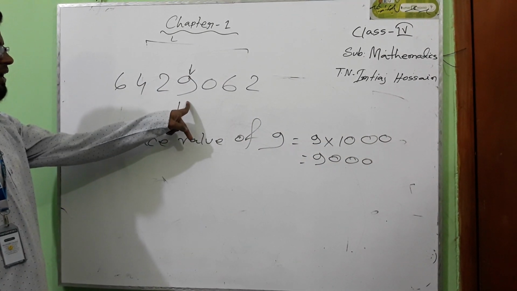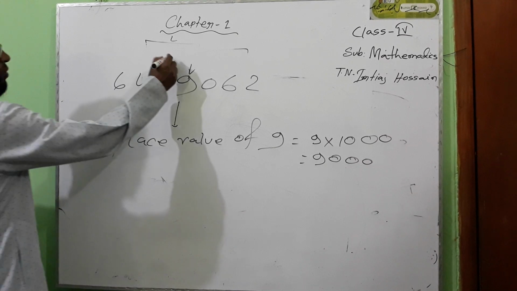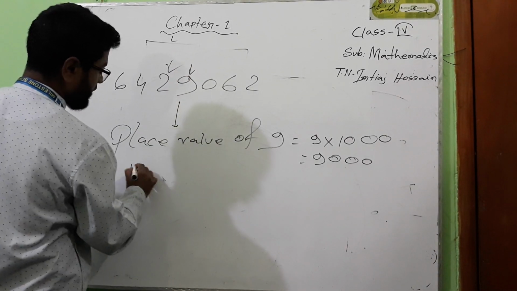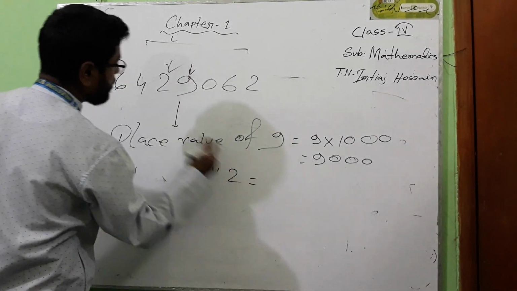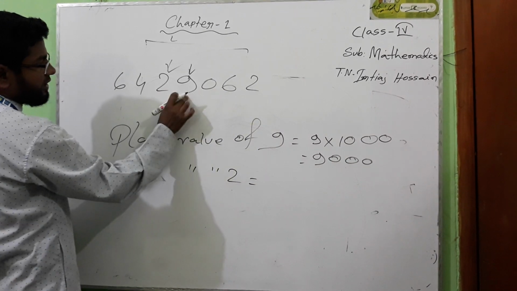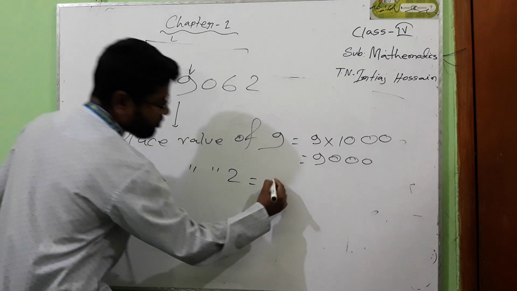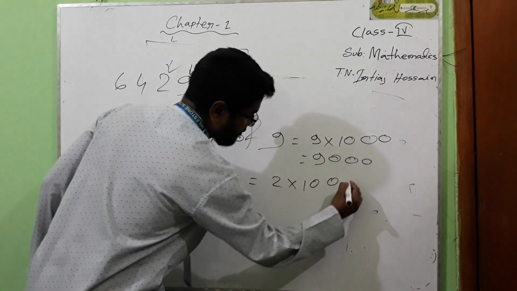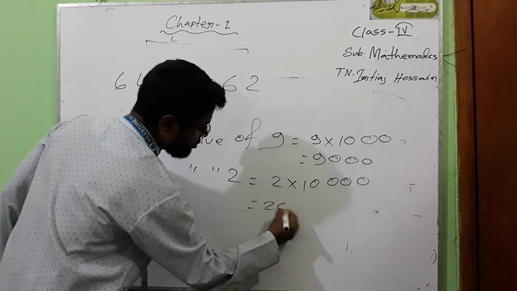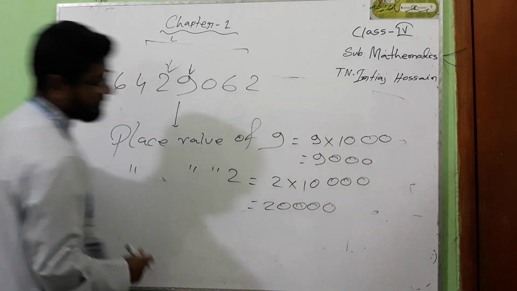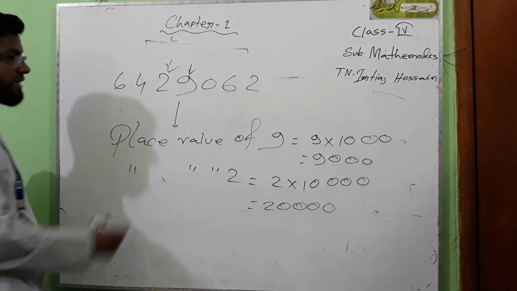What is the place value of 9? 9 is 9000. What is the place value of 2? Look, 2 once 10 is 100,000. That means it is 10,000. So 2 into 10,000. Follow me. What will be here? 20,000. Have you understood? This is place value.